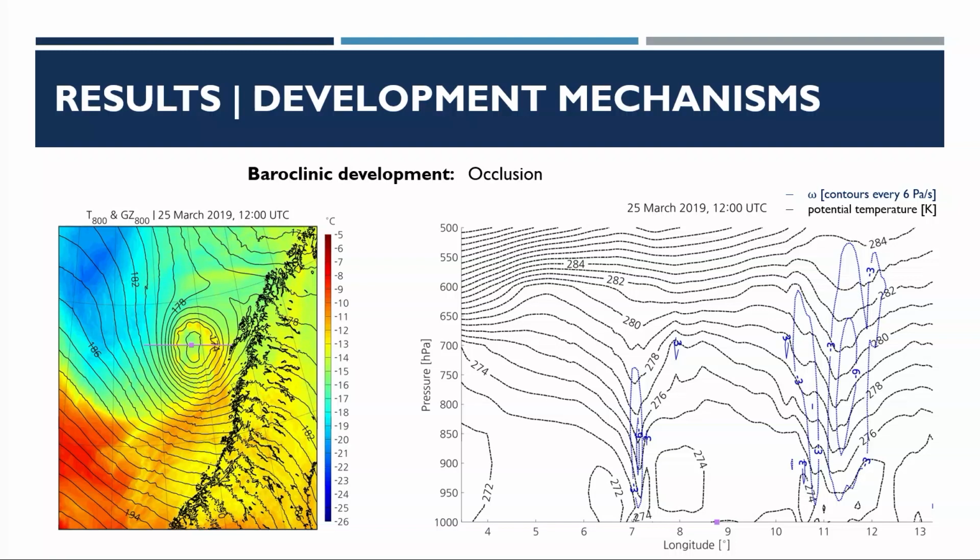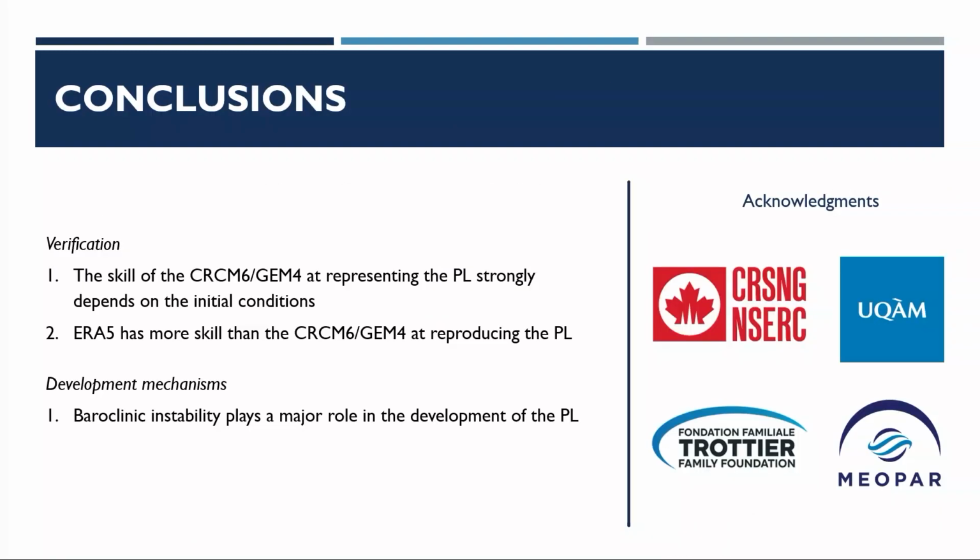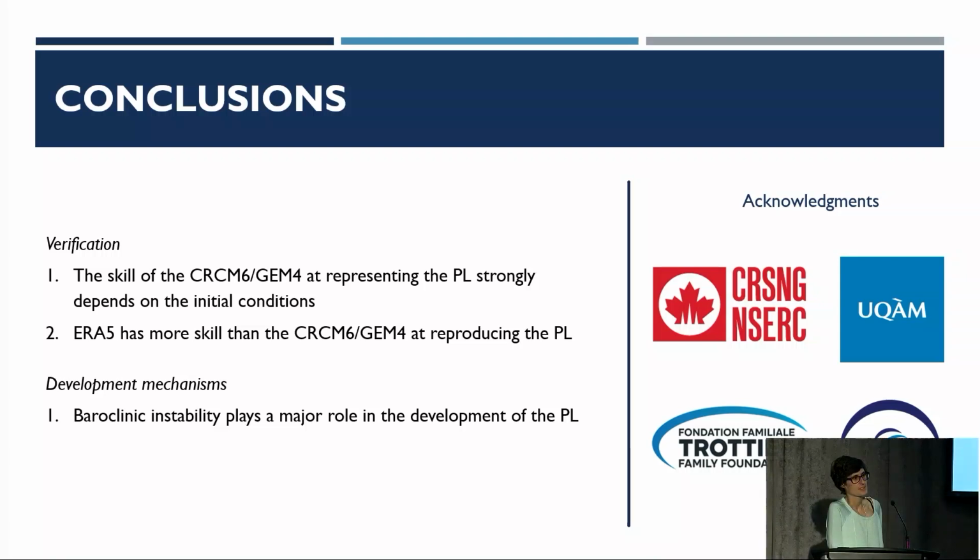So the conclusions of this. First, regarding the verification, is that the Canadian Regional Climate Model does represent the polar low, but the ability to represent this polar low strongly depends on the initial conditions. The second result is that ERA5 has more skill than the Canadian Regional Climate Model at reproducing this particular polar low.